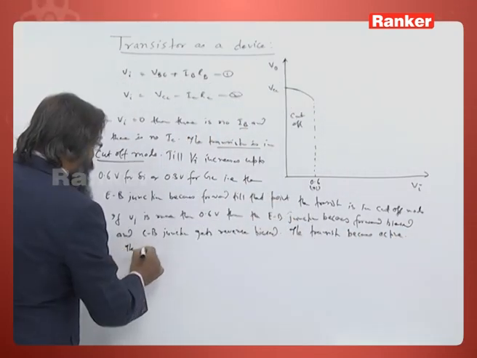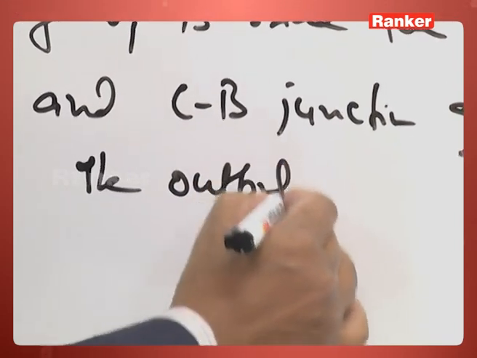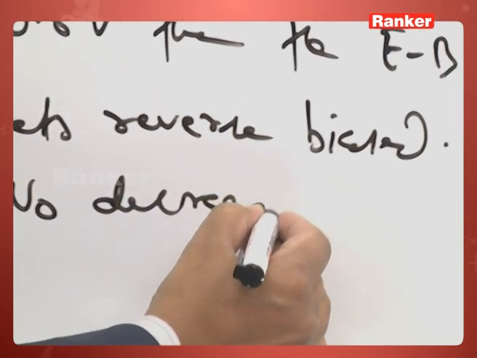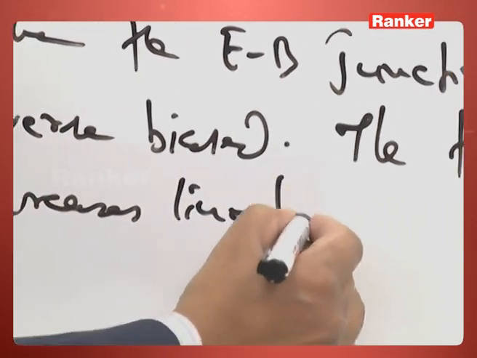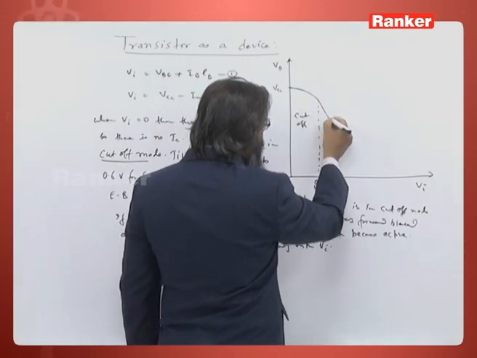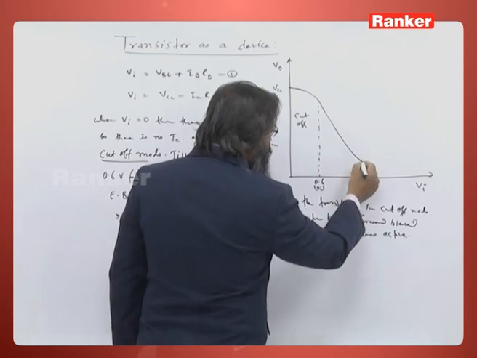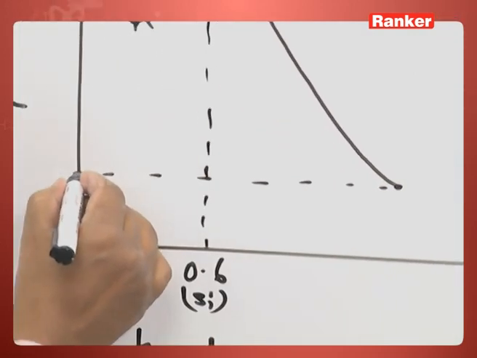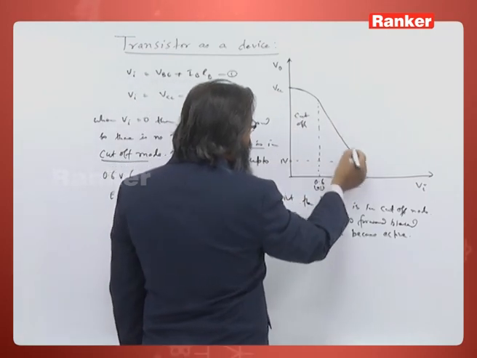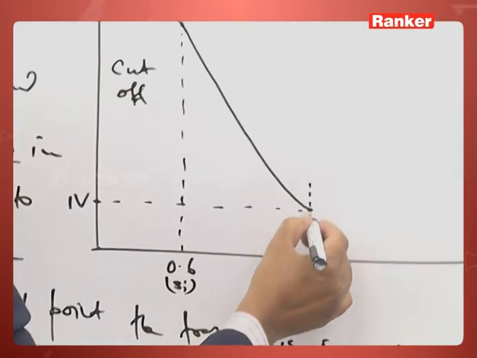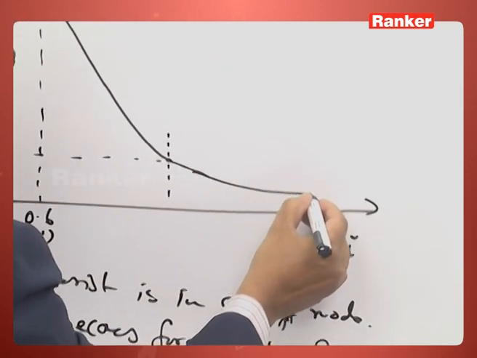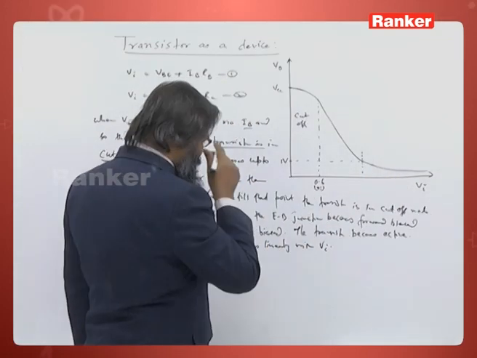The output voltage, that is V naught, decreases linearly with V input. So, you see we get a line like this. Till some point, the order of this is nearly 1 volt. So, till this V naught becomes 1 volt, it decreases linearly and then it becomes constant, very small and constant.